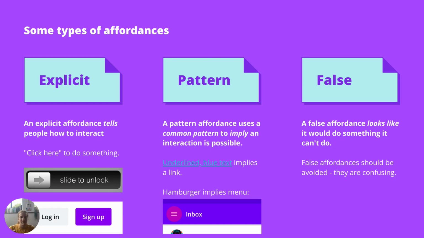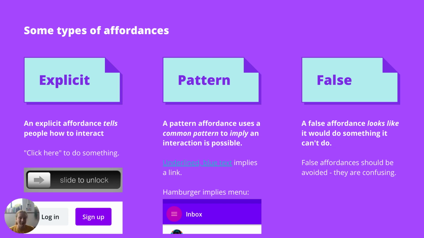Pattern affordances allude to a common pattern that users might be familiar with from other applications to imply that an interaction is possible. Really common patterns would be things like underlined blue text, implying that something is a link, or that hamburger or the 3 dots icon, implying that something is a menu. Nothing about those 3 dots or the hamburger tells users this is a menu. It's not written menu, but it's just a pattern that a lot of users are familiar with because it is so common.